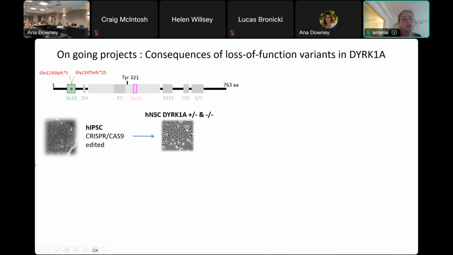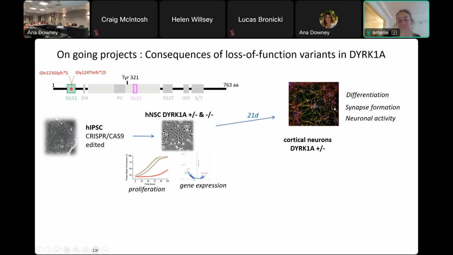We generated these cells and we differentiate them into human neural stem cells to be able to look at the proliferation. It's something that we are doing now in the lab, and also to look at gene expression by RNA sequencing. But we can also differentiate these neural stem cells into mature cortical neurons. You can see here an example of the differentiation.